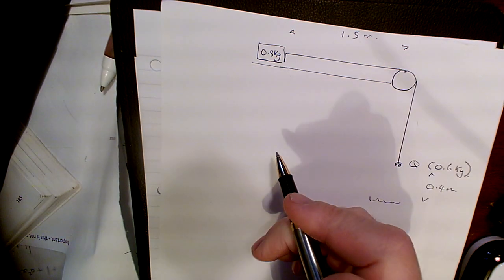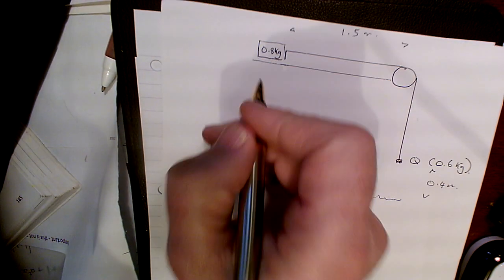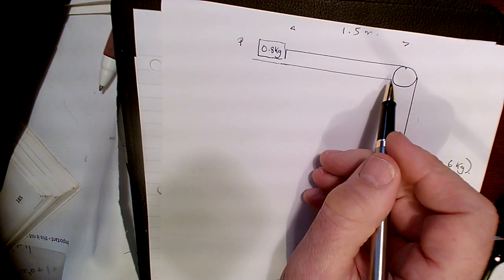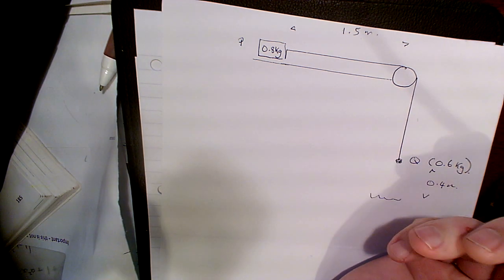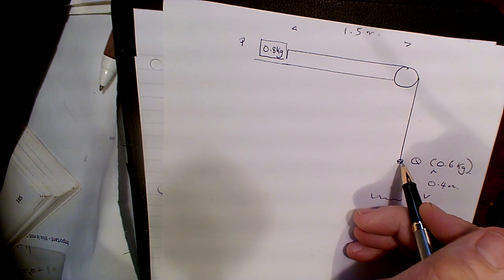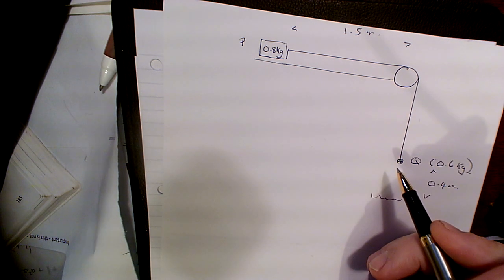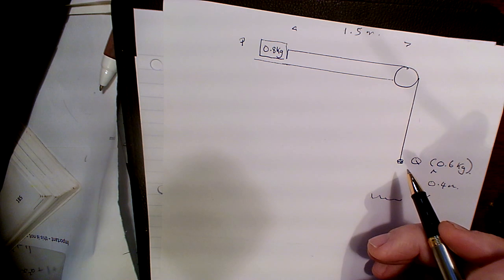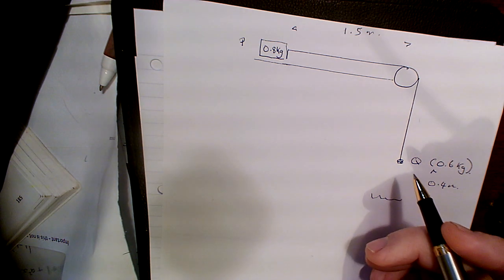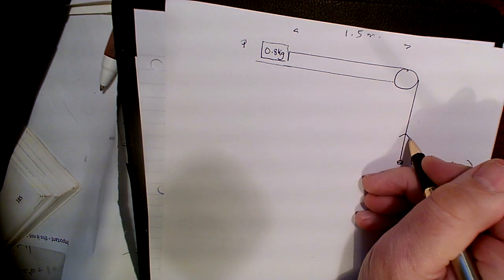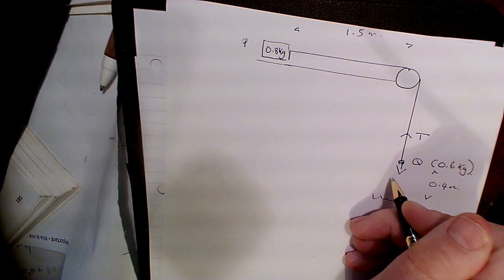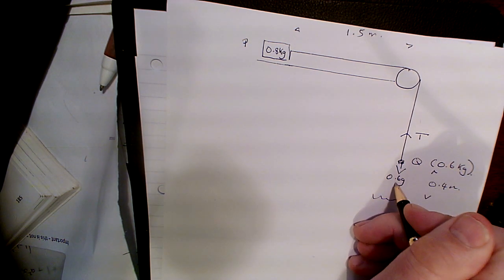Okay, so in this question we've got two particles, P and Q, with P along on a smooth table, so no friction, and Q hanging over the edge, connected by a pulley. So the first thing to do in this question is to put on our relevant forces. So we've got the tension acting up the string there, and our weight acting there.